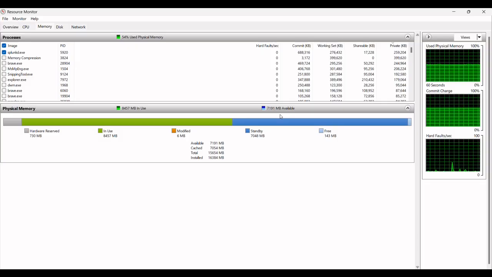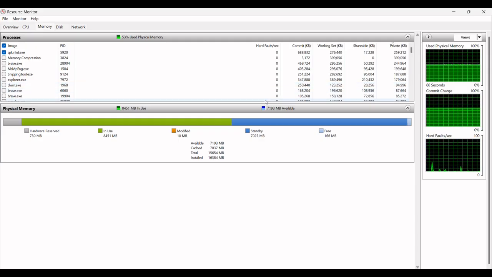The working set column represents the amount of physical RAM currently allocated to the process. The commit column represents total committed virtual memory allocated to the process. Applications with excessively high memory consumption may reduce overall system responsiveness.